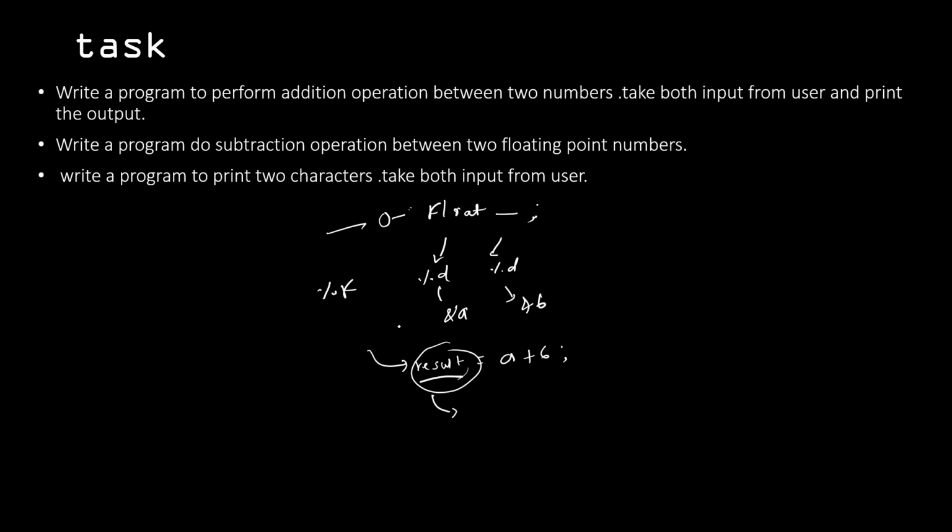So let's understand our third program. Write a program to print two characters and take both inputs from our user. You are going to take two characters as input using our %c format specifier for single characters, and then you are going to print those same characters using our printf statement onto the terminal.